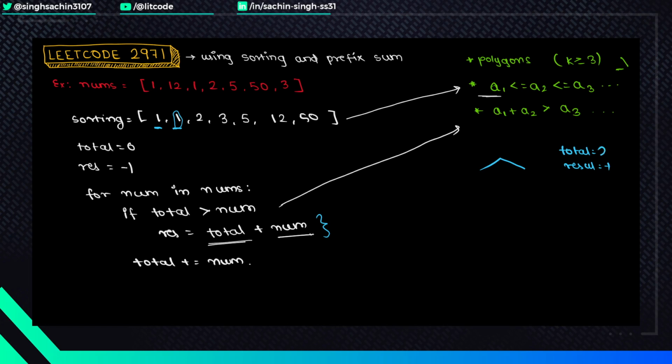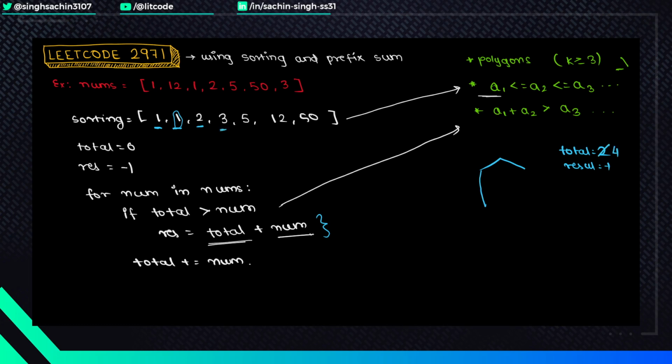Next is 2, right? Now can this be a valid polygon as per the requirement? No, because the current side is 2, but our total is also 2, so this also does not satisfy the condition, and our total now gets to 4.